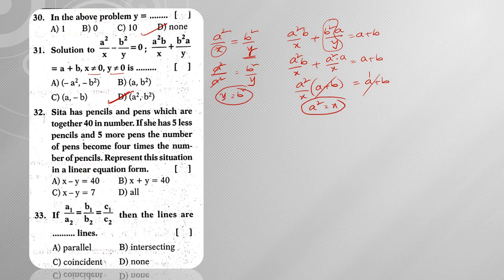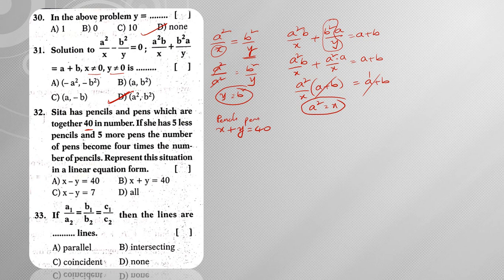Sita has pencils and pens which are together 40 in number. Next, if she has 5 less pencils and 5 more pens, the number of pens becomes 4 times the number of pencils. Represent this situation in a linear equation form. Right, so first of all, Sita has pencils and pens which are together 40 in number. So from this, what I can say, x plus y is equal to 40.